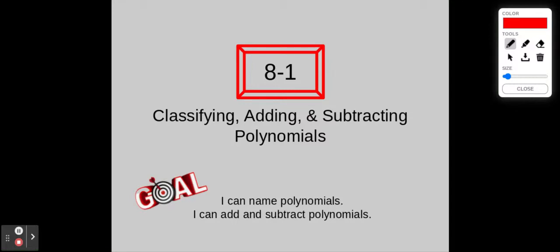In Lesson 8.1, you will be classifying, adding, and subtracting polynomials. The two goals are to be able to name a polynomial and to be able to add and subtract. This video is going to be only looking at classification. The next video you can watch will be on adding and subtracting.